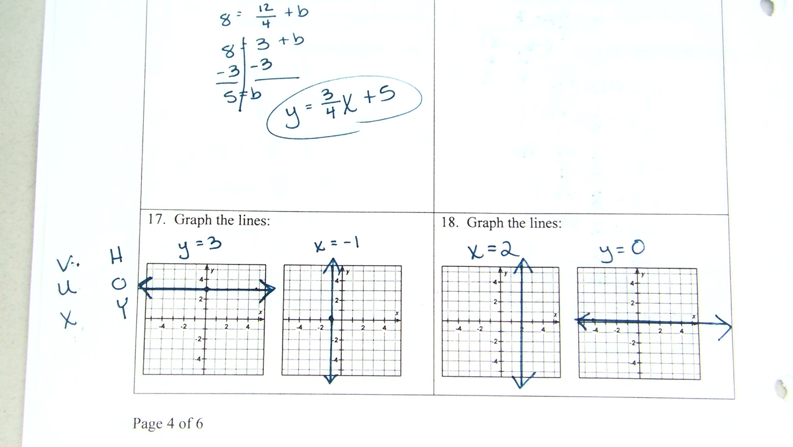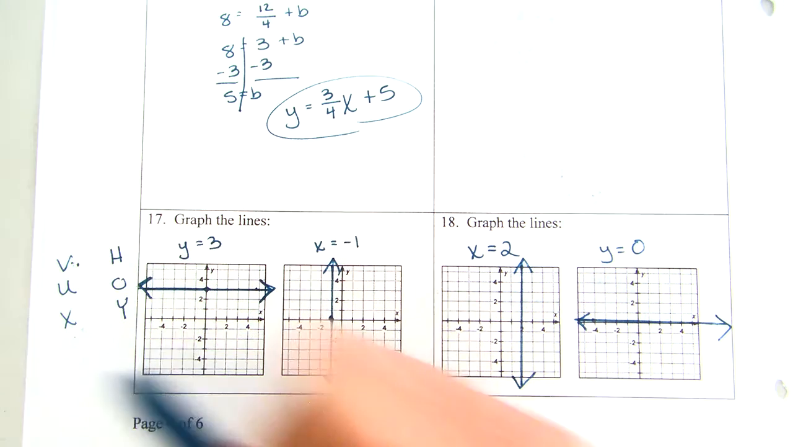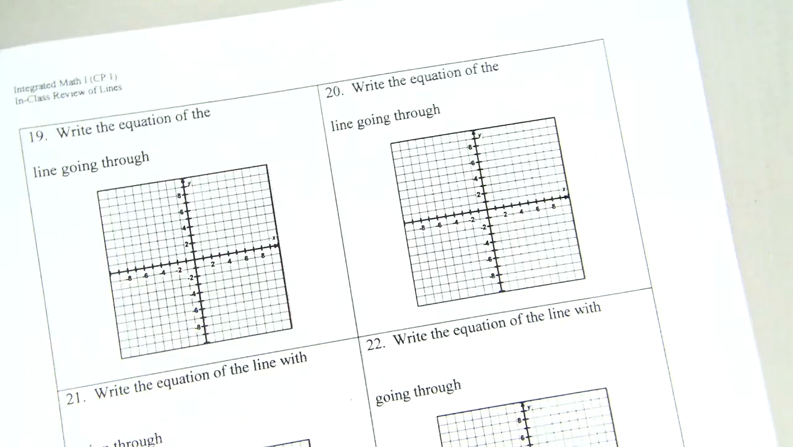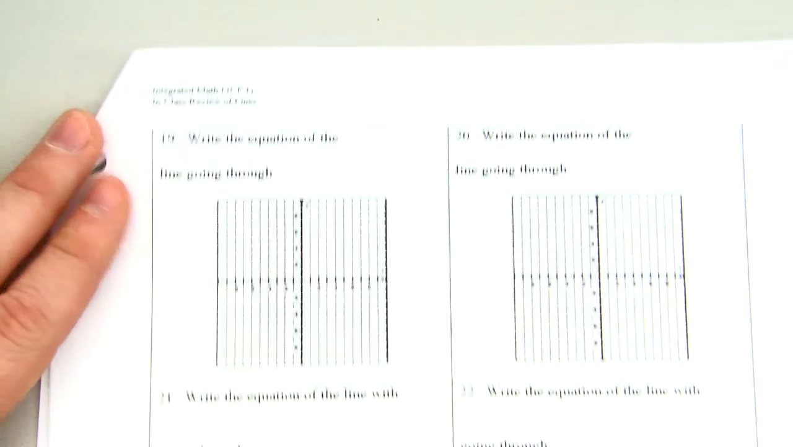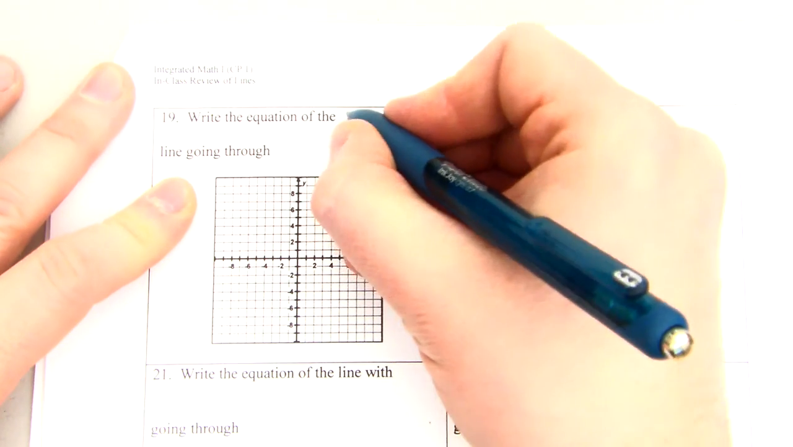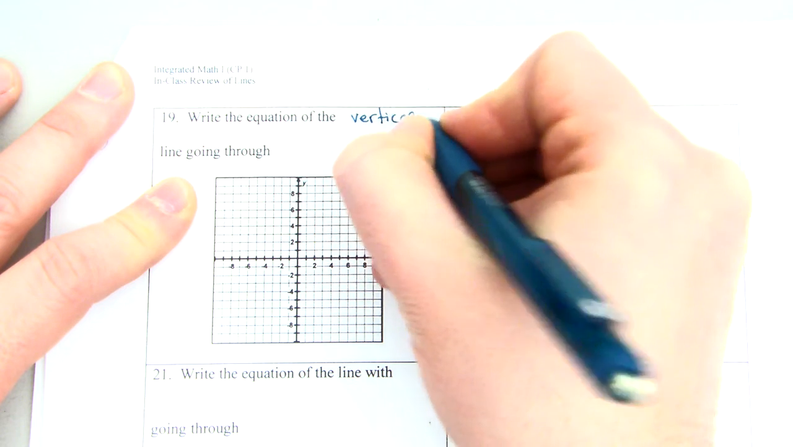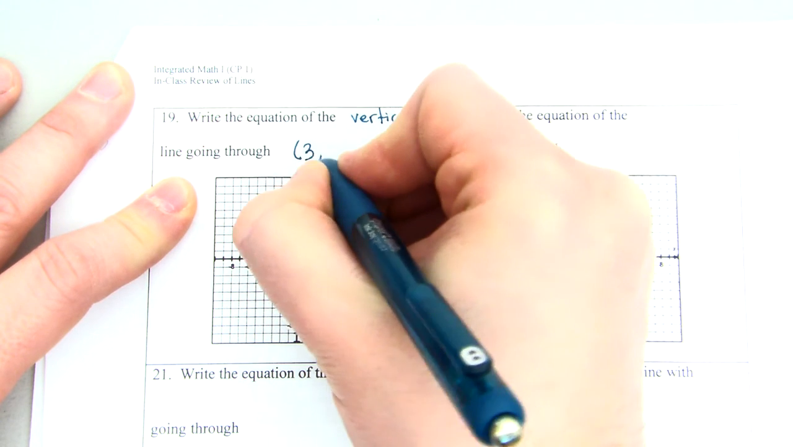X equals vertical, y equals horizontal. How do I remember? With this Vux-Hoy thing. We only did that for about half that day before break, though. The other half of the day, I gave you information and asked you to write some equations of lines. So let's turn the page. Number 19, I would like the equation of the vertical line that goes through the points 3, 2.